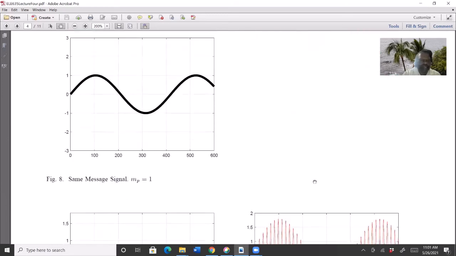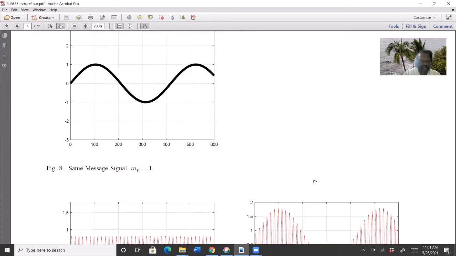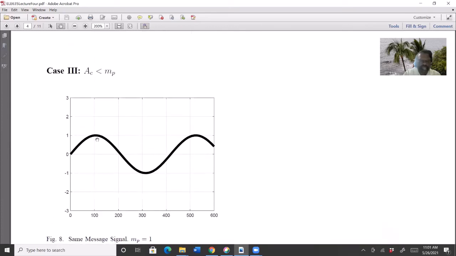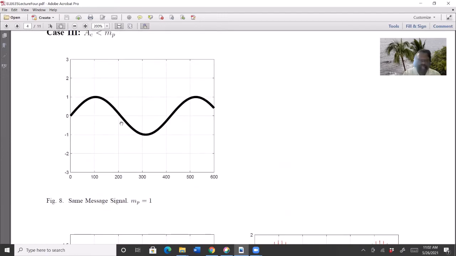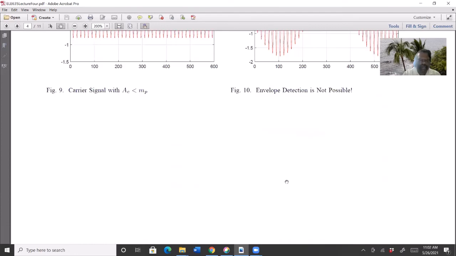Now, if A sub C is smaller than M sub P, so here, this is 1, M sub P is 1. A sub C is about 0.75, and then that fluctuation, that crossover, flipping of the phase shift of the carrier signal is happening when it crosses zero. So when A sub C is smaller than M sub P, envelope detection is not possible.